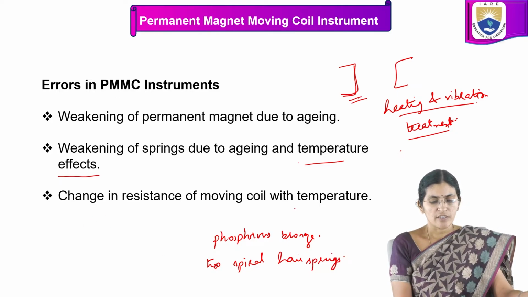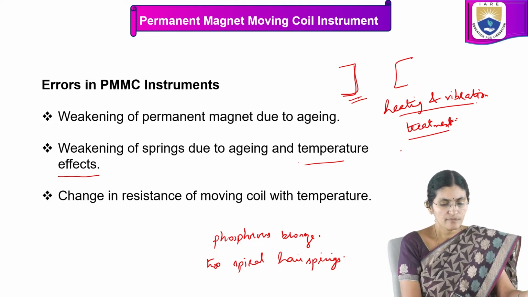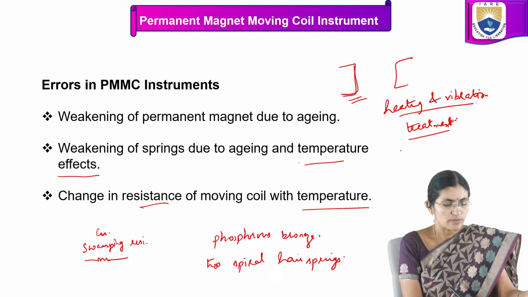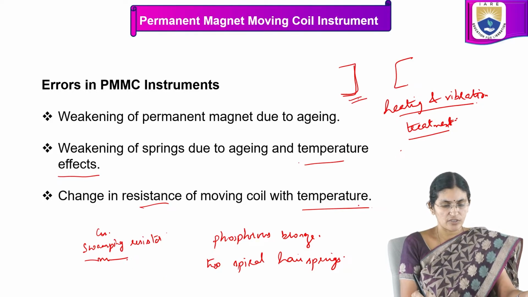Next, change in resistance of moving coil with temperature. As we know, the coil is made up of copper and it has some resistance. That resistance will change with temperature variations. In order to avoid that, we connect a small resistance called a swamping resistor. It is connected in series with the moving coil in order to avoid the effect of temperature variations.